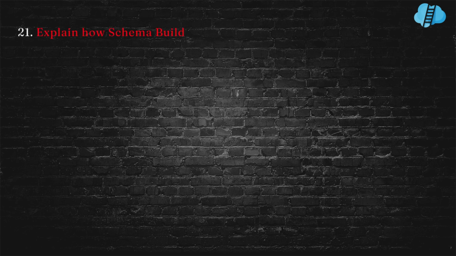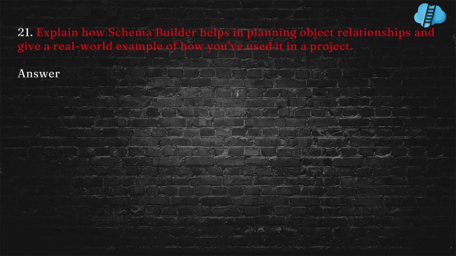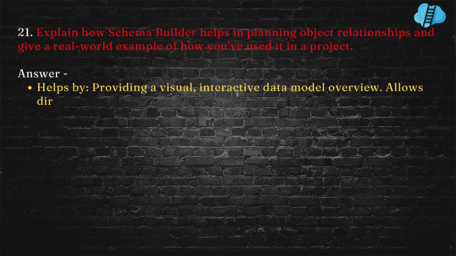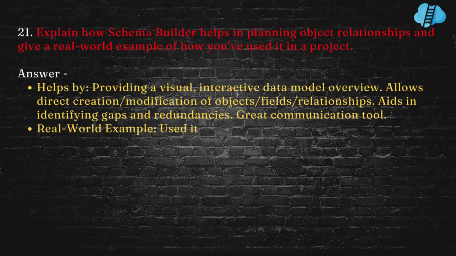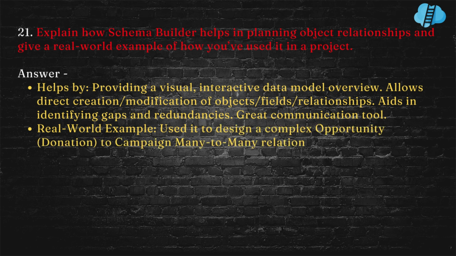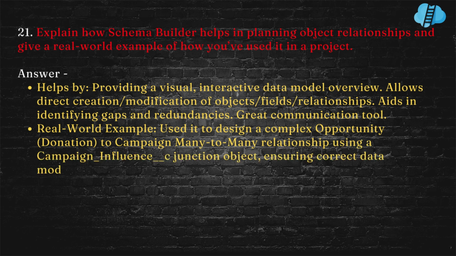21. Explain how Schema Builder helps in planning object relationships and give a real-world example of how you've used it in a project. Answer: helps by providing a visual, interactive data model overview. Allows direct creation and modification of objects, fields, and relationships. Aids in identifying gaps and redundancies. Great communication tool. Real-world example: used it to design a complex opportunity, donation, to campaign many-to-many relationship using a Campaign_Influence__c junction object, ensuring correct data modeling and stakeholder alignment.